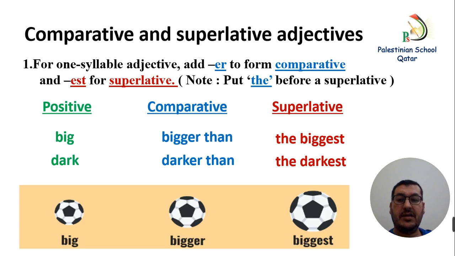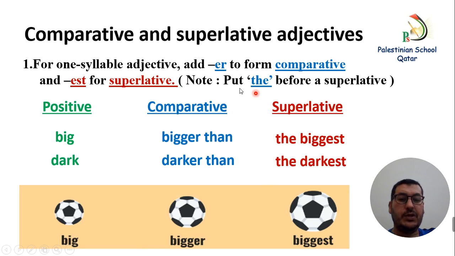Number 1, for one syllable adjectives we add er to form the comparative and est to form the superlative. Note the word than before the comparative and put the before the superlative. For example, when we have big, with the comparative we use bigger than, with the superlative the biggest. Dark, darker than, the darkest. And here we have an example: big ball, bigger, and the biggest.